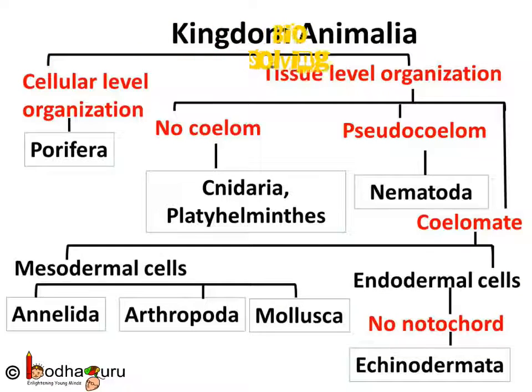Now, if you see annelids, arthropods, mollusks, and even echinoderms, all these are triploblastic and have coelom. But in case of annelids, arthropods, and mollusks, they have coelom formed from mesodermal cell. Whereas in case of echinoderms, the coelom is formed from the pouches pinched off from endoderm, and there is no notochord present in case of echinoderms.